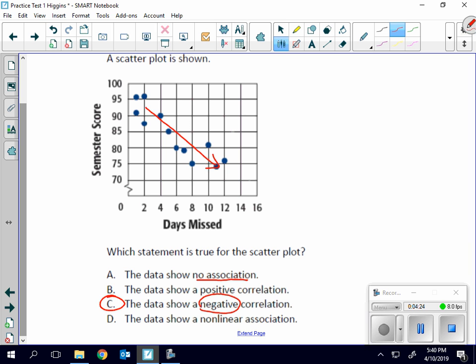Make sure you take a moment and write that down. You can sketch the graph if you'd like. Just understand that is a negative correlation.